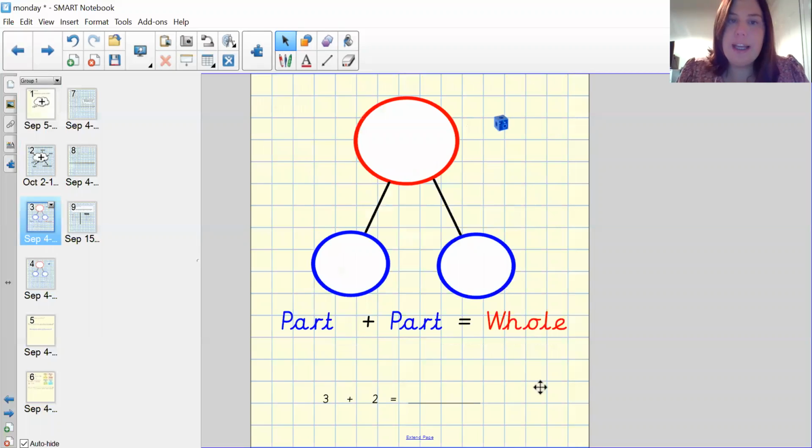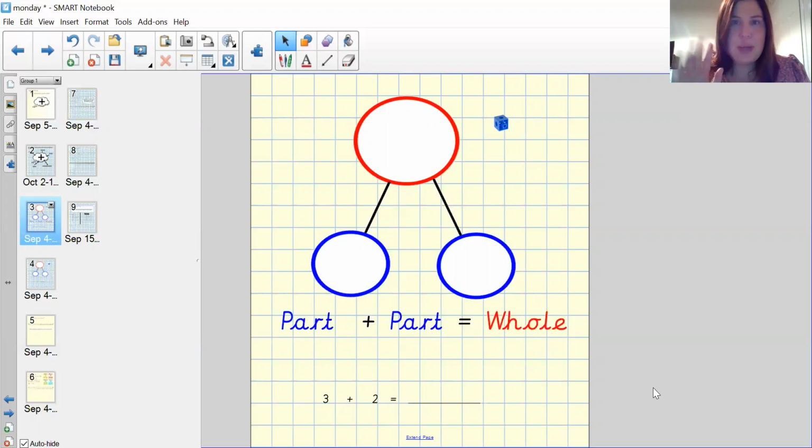So we've been looking at using a part-whole model. So what I want you to do first is I would like you to use your part-whole models at home and give this a go. Okay, so you're gonna have to stop the video now. The question is 3 plus or 3 add 2 equals. So see if you can solve this puzzle first and then come back to me and we will go through it together.